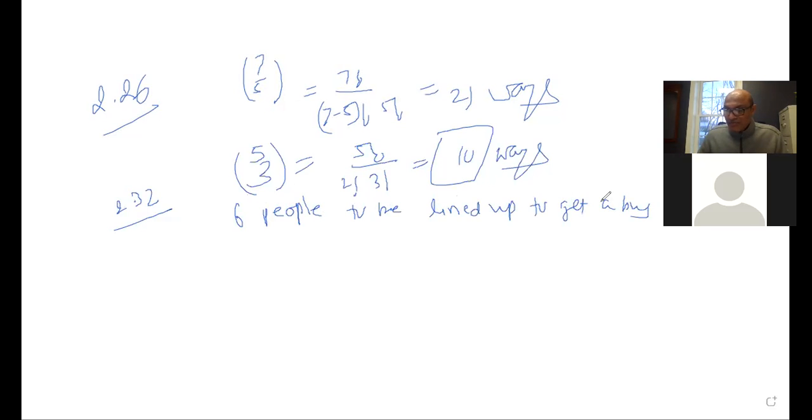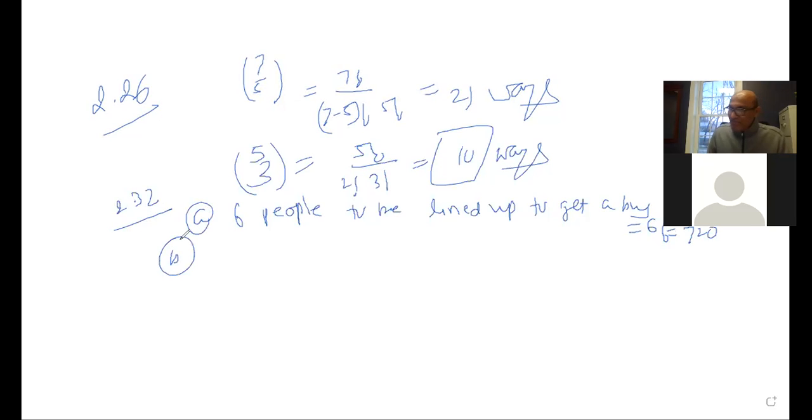First person 1, 2, 3, 4, 5, 6, right? Then you can change the order. Suppose the second person is first, and 3, 4, 5, 6 as it is, or you can make all these arrangements. That can be done in six factorial different ways: 6 multiplied by 5 multiplied by 4 multiplied by 3 multiplied by 2 multiplied by 1, 6 factorial is 720. So there are 720 ways that 6 people can be lined up to get a bus. Okay, that is my A part.